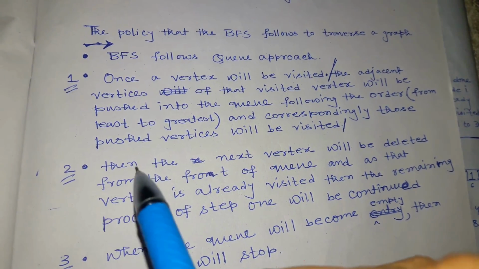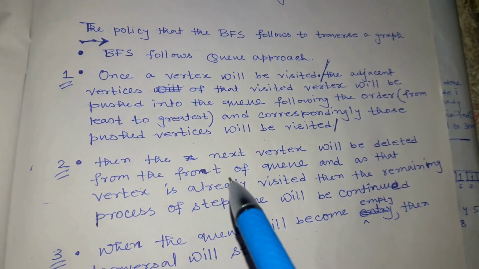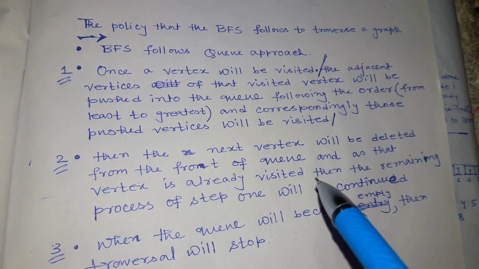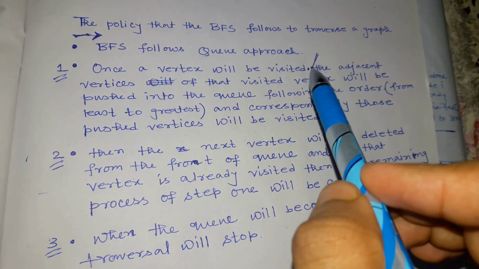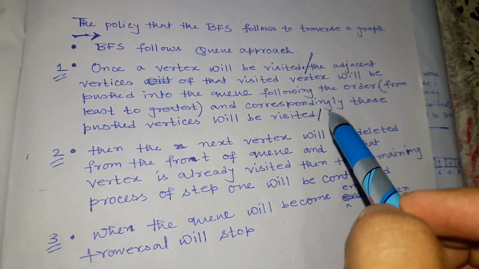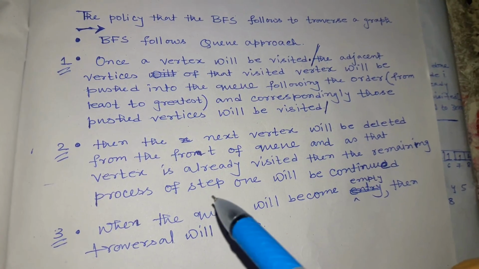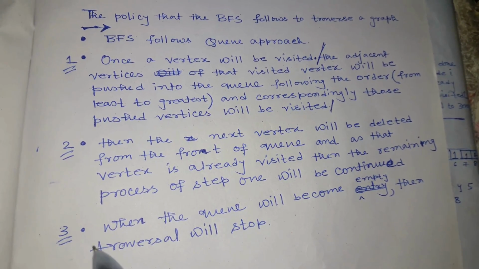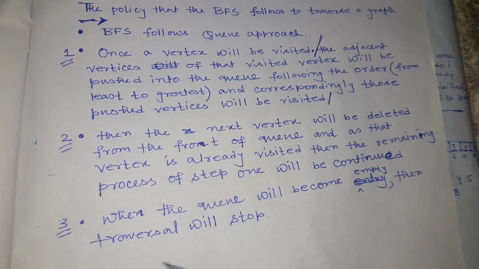Then next, step 2: the next vertex will be deleted from the front terminal of the queue, and as that vertex is already visited, the remaining process of step 1 will be repeatedly iterated, or continued. Then at step 3, when the queue becomes empty, the traversal will stop.